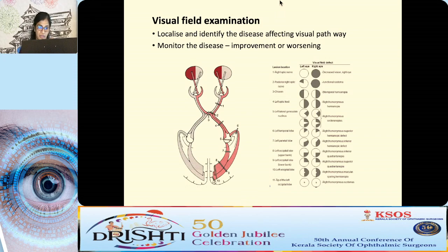So, coming to the visual pathway, it starts from the optic nerve head, then goes to the optic chiasma. In the optic chiasma, the nasal fibers cross to the opposite side and the temporal fibers pass to the same optic tract. In the lateral geniculate body, the next order neuron starts, and the inferior fibers pass through the temporal lobe and the superior fibers pass through the parietal lobe, ending at the occipital cortex.